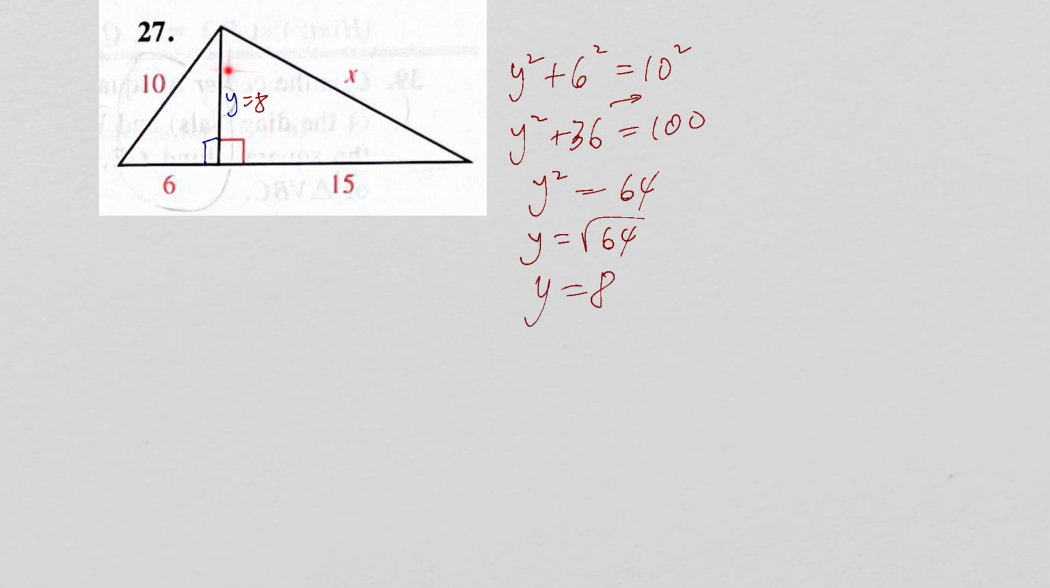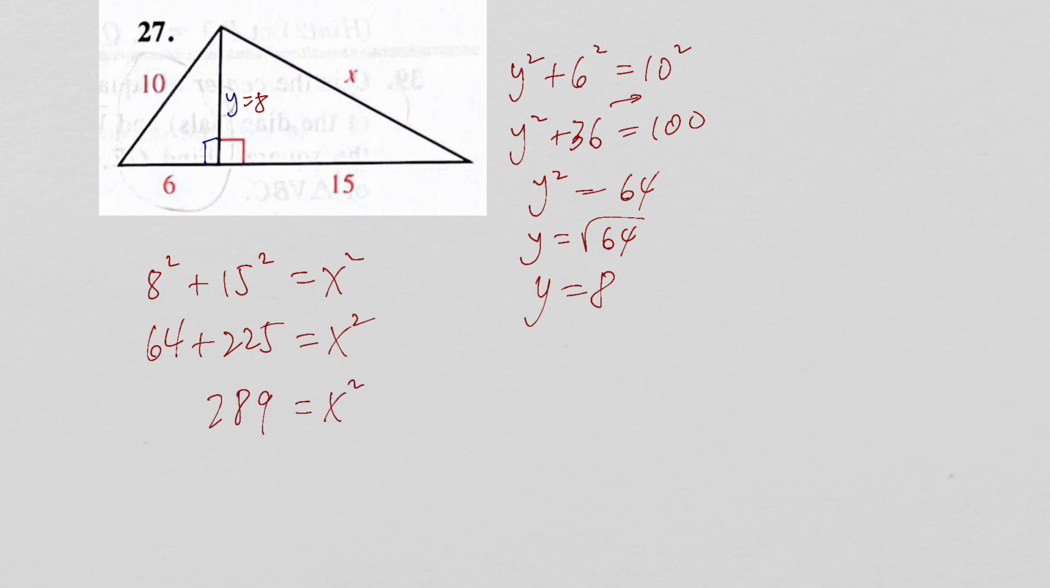And now we have a triangle over here where this is the hypotenuse. So we have 8 squared plus 15 squared is equal to x squared. 64 plus 225 is equal to x squared. So 289 is equal to x squared. That means x is equal to the square root of 289. So x is 17. And that's it.